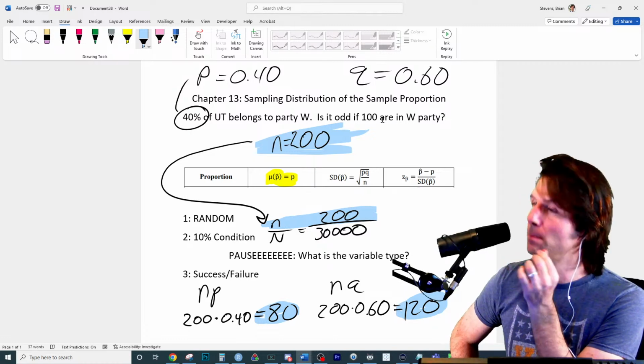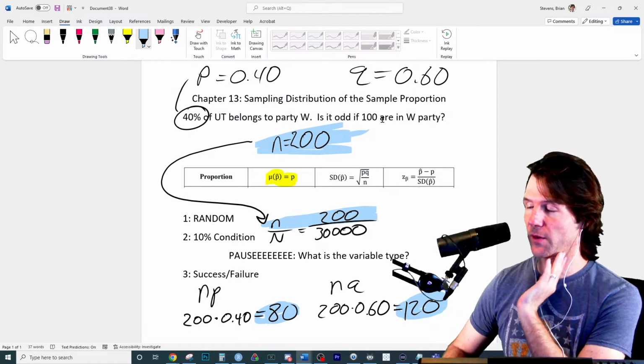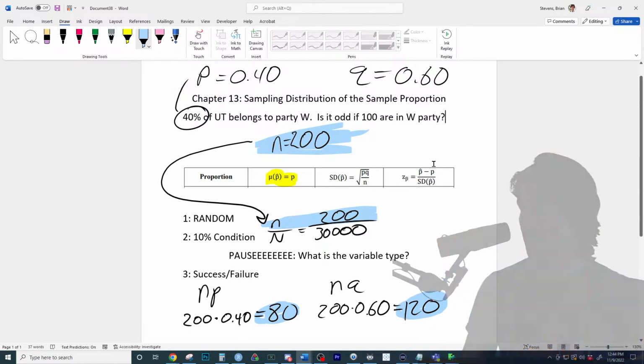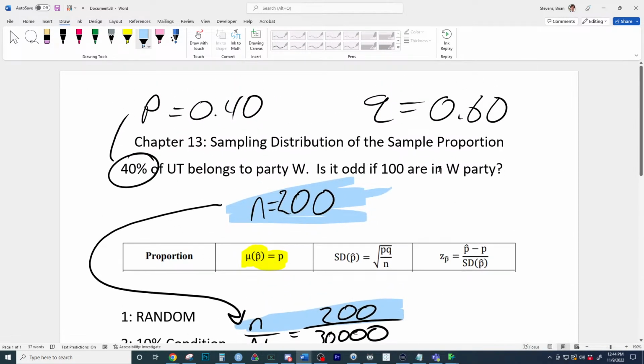Well, it might be. What do we need to find for this? And great job, Lindsay. It might be. Well, what should we probably find to figure out if it's odd? To think if things are odd, we probably need to standardize it and find its z-score, right?